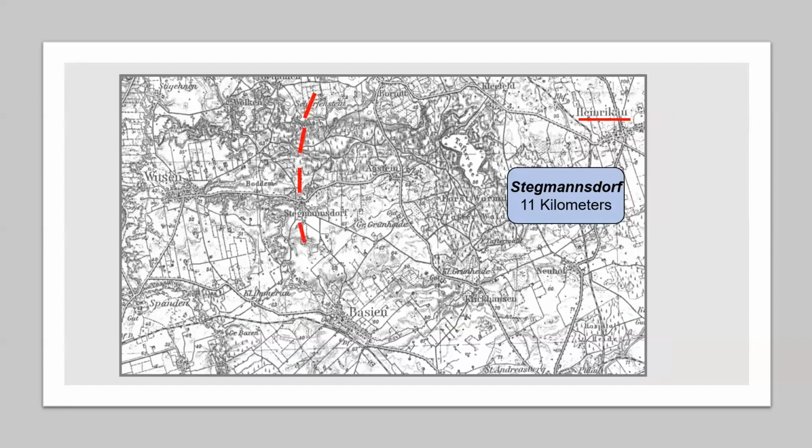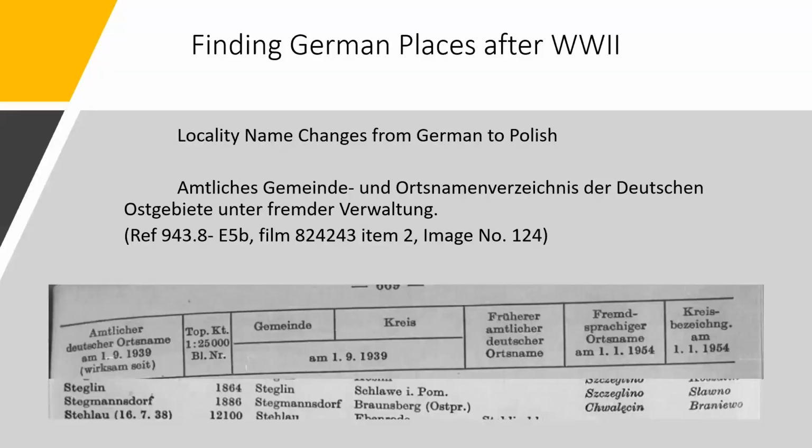to Stegmansdorf. We have shown two ways of looking up the town of Stegmansdorf on detailed maps, both being when it was a part of the German Empire. After World War II, an area of East Prussia that Stegmansdorf was a part of went to Poland. To find Stegmansdorf in the modern atlas, the locality name must be changed from German to the modern Polish name.